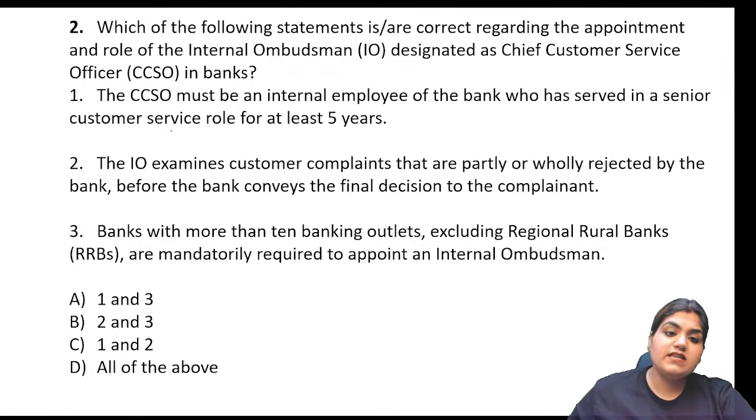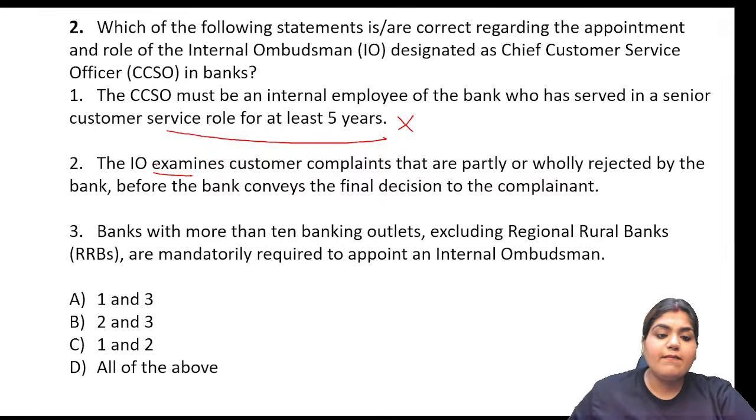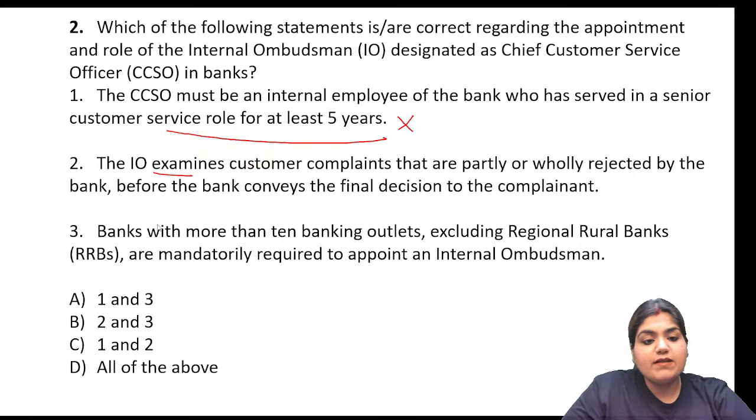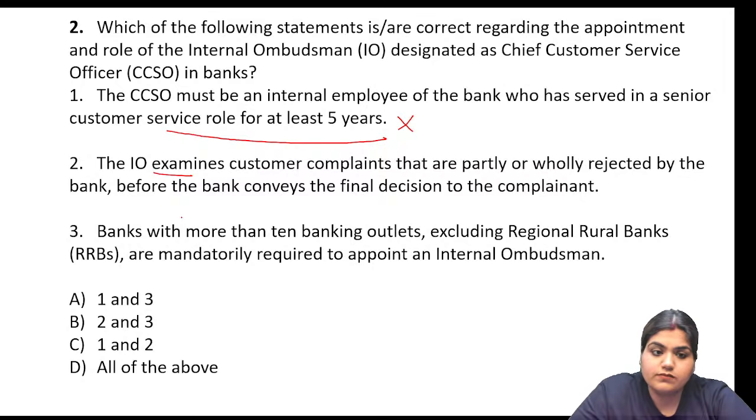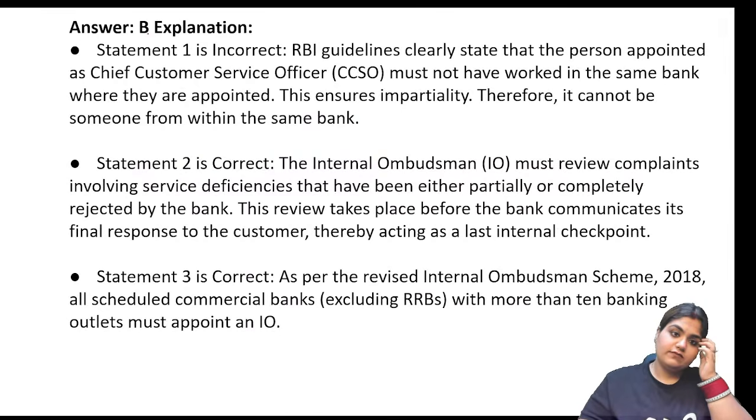Statement number 1 is incorrect. So the point about service of at least 5 years is wrong. Statements 2 and 3 are correct. The IO, that is the internal ombudsman, must review complaints involving service deficiency that have been either partially or completely rejected by the bank. The third statement is also correct. It is as per the revised internal ombudsman scheme. All scheduled commercial banks, excluding RRBs, with more than 10 branches can appoint an IO. B is the correct answer.